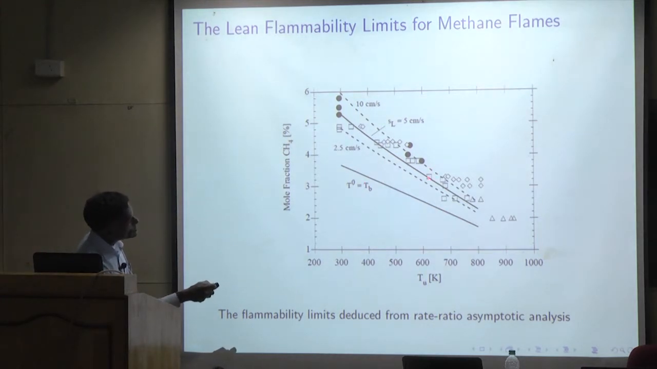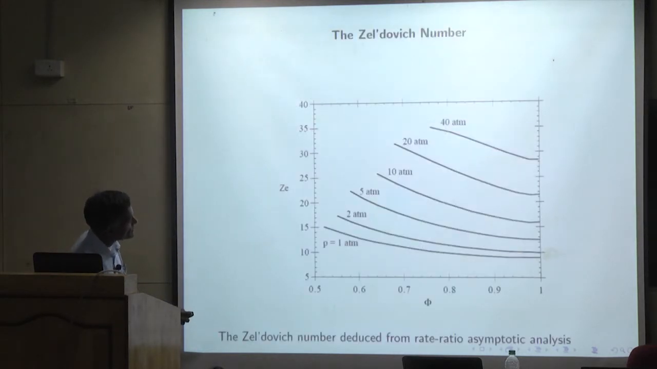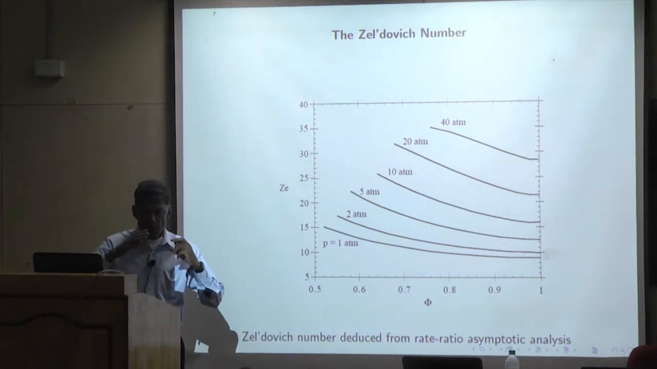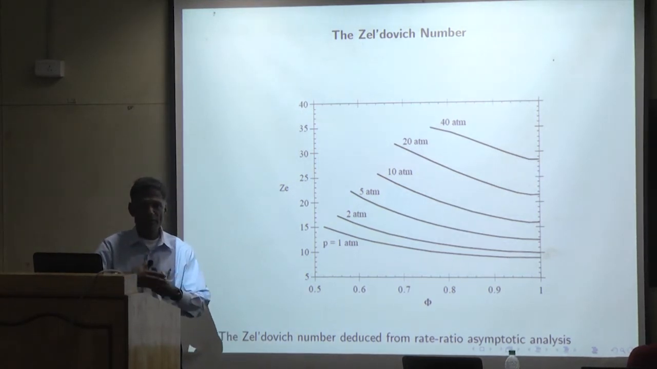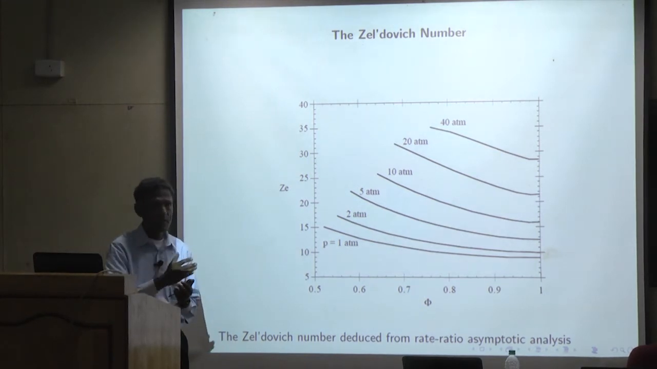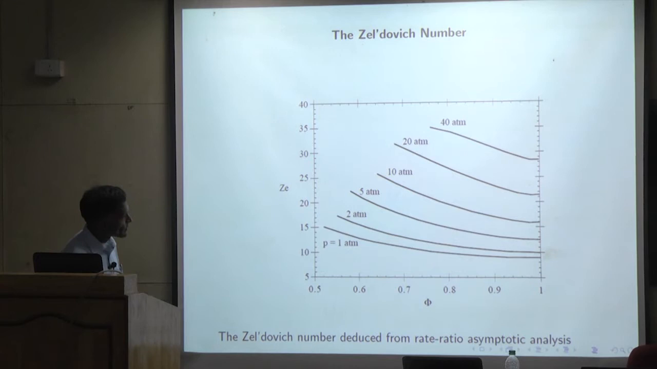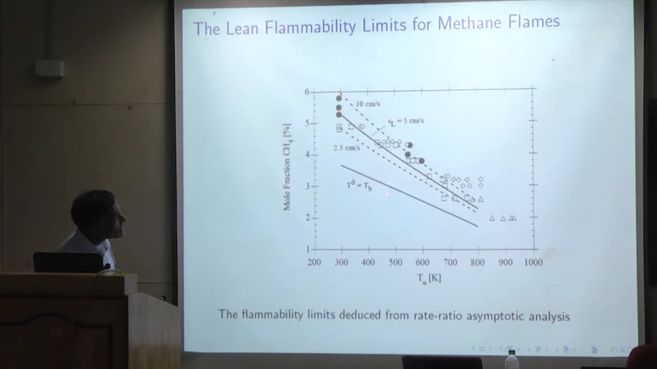The reason for this difference is because of the Zeldovich number. If you look at the Zeldovich number, as you go leaner and leaner, the Zeldovich number becomes very large. Even for 1 atmosphere, for example, as you go to very lean, the Zeldovich number is 15. When you have such a large Zeldovich number, the flame is extremely sensitive to heat losses. So you could have experiments where even a tiny amount of heat loss can extinguish the flame, okay? So in reality, an experiment really cannot capture this limit. There has to be some inaccuracy in the experiment because you cannot design an experiment with 0 heat losses, okay?